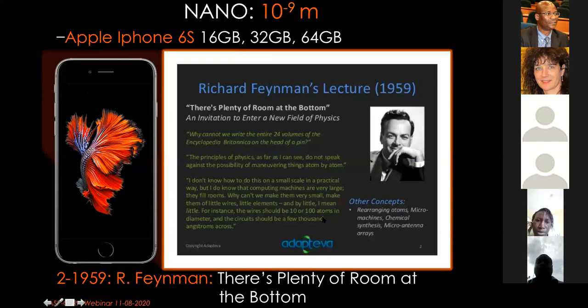in the years 1990, 2010, we will be able to write the entire volume, the 24 volumes of the Encyclopedia Britannica, on the head of a pin. And you will tell me, no, this is nonsense. Yes, it is possible. If you write at the nanometer scale, it is possible to write the 24 volumes of the Encyclopedia Britannica on the head of a pin. And is it possible for the moment? Yes, not as much. We cannot write all 24, but we are near to getting it done.